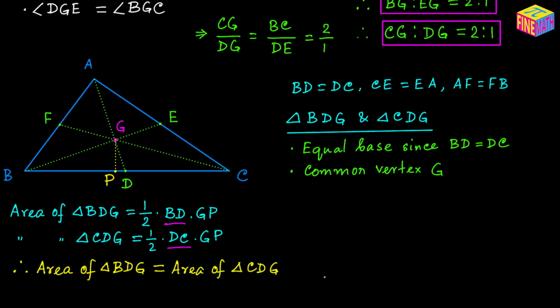So that means area of triangle BDG will be equal to the area of the triangle CDG, and let's denote that with a lowercase k, for example. So I am now going to denote it with a lowercase k.